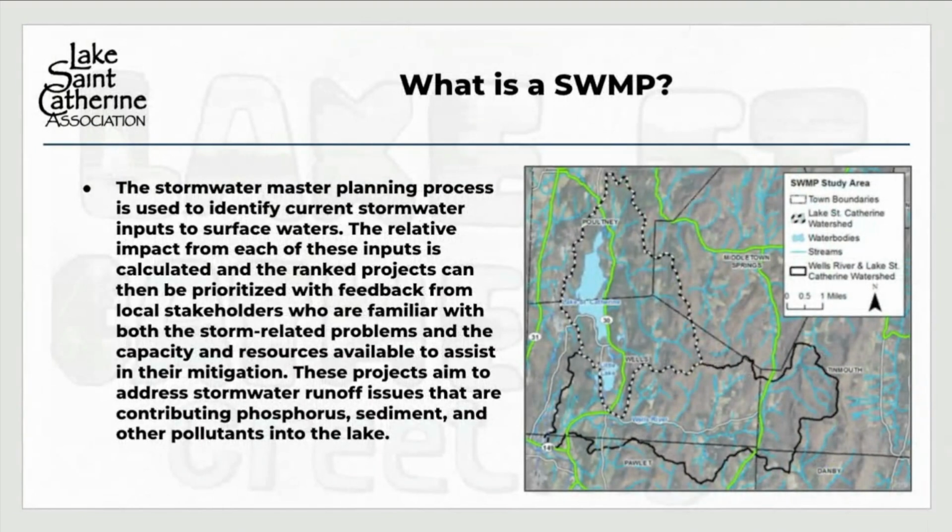So the stormwater master planning process is used to identify stormwater inputs to surface waters. And you can see right here, this outline shows you the watershed of Lake St. Catherine. So everything inside this boundary goes into the lake. While it's important to work on what's going on in the lake, it's also very important to work in the watershed, because everything is flowing directly into the lake at some point with stormwater.